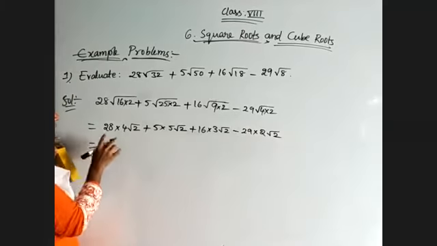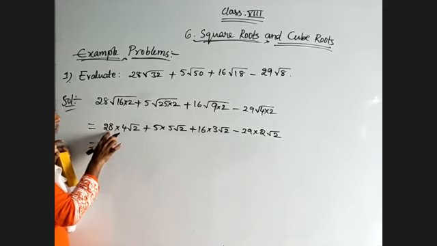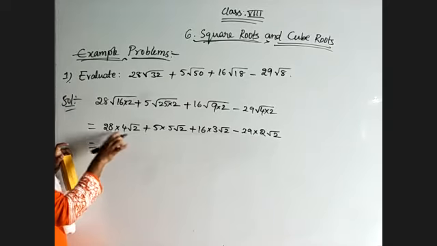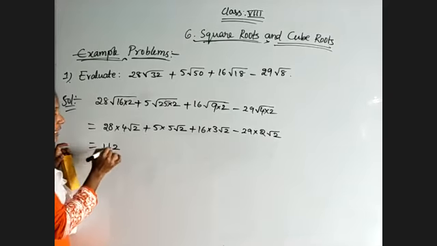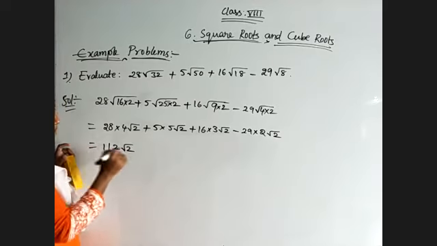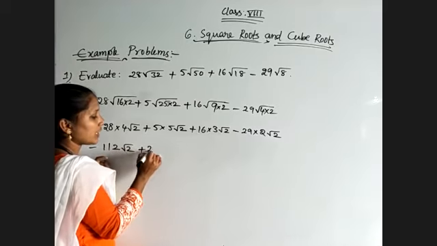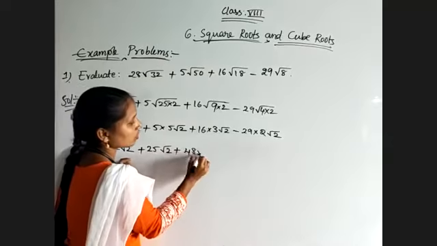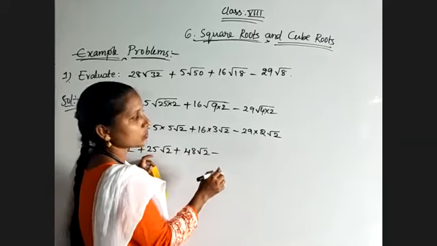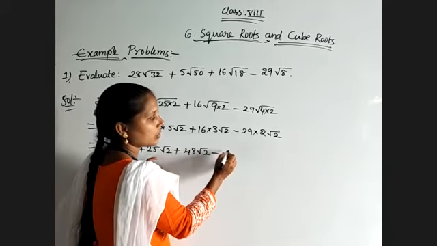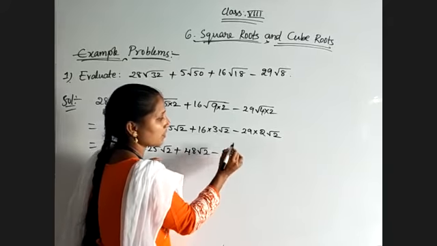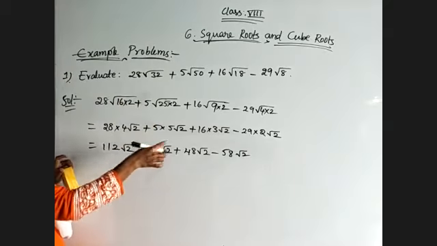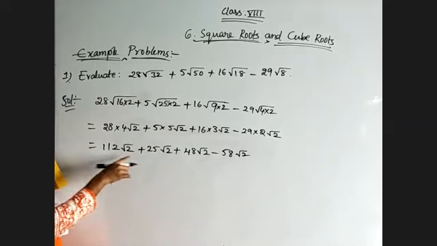Before that, simplify that. 28 into 4, 4 2s are 8, 8 plus 3 is 11. 112 root 2 plus 5 5s are 25 root 2 plus 16 3s are 48 root 2 minus 29 2s are 58. So 58 we will get: 2 9s are 18, 2 2s are 4 plus 1, 5. 58 root 2. Now all these first three values are added and we need to subtract the last one from them.